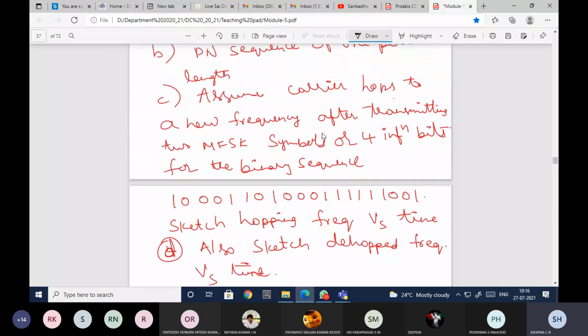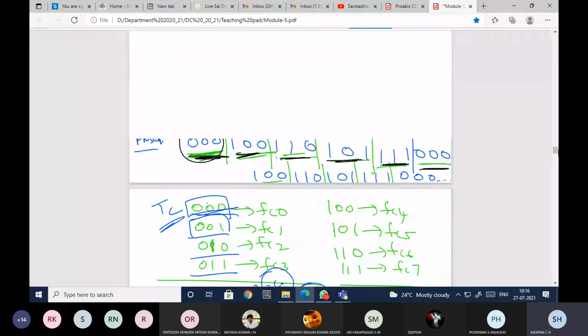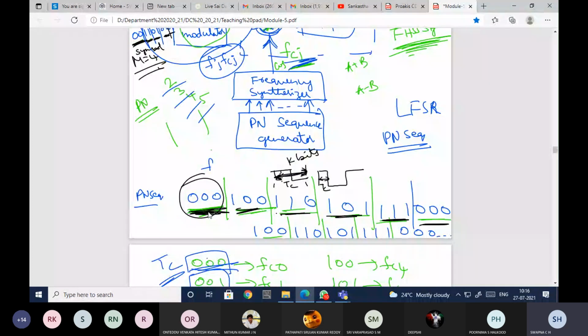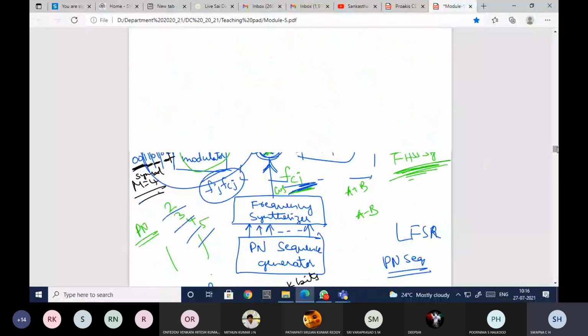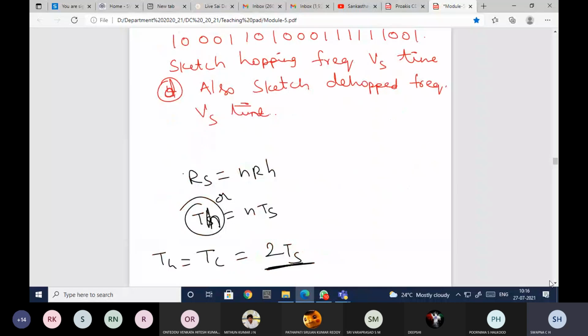He is saying that it can be either 2 MFSK symbols or 4 information bits, because when m is equal to 4, he has also mentioned something related to this. The number of bits per MFSK symbol is 2, which means each symbol consists of 2 bits. And the length of the segmented PN sequence is 3. If you take the transmitter, I have mentioned that we need to segment it, so each segment has 3 bits. Let me write what he has given and what we need to calculate.